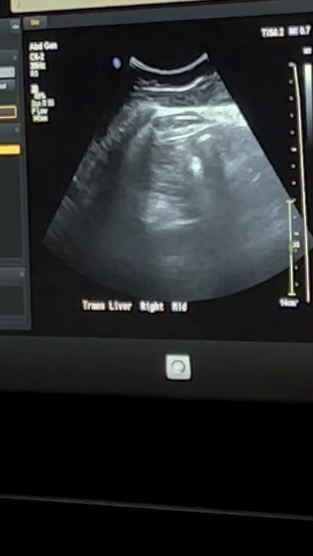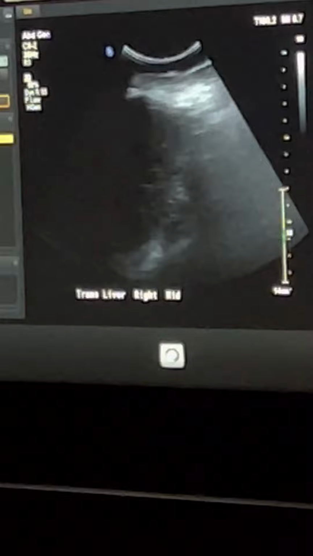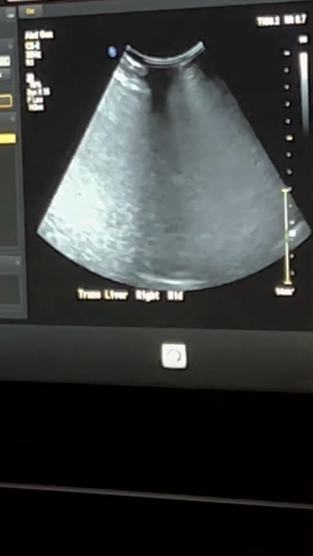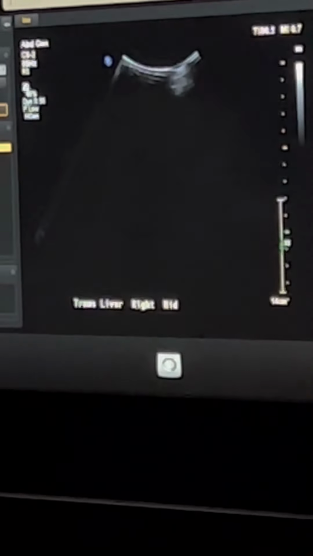All right, so those were all pretty much subcostal. And you are gonna be labeling IC for intercostal and SC for subcostal. So intercostally, it's still the same. You're working around those rib shadows.